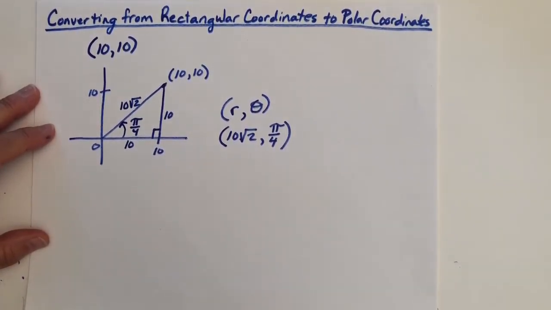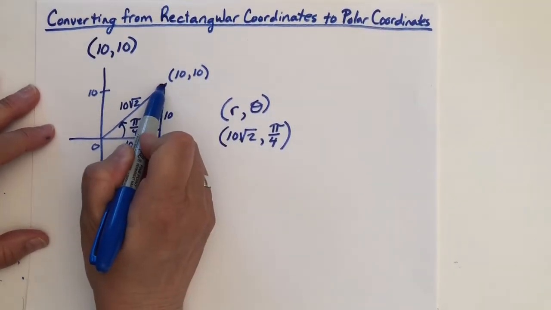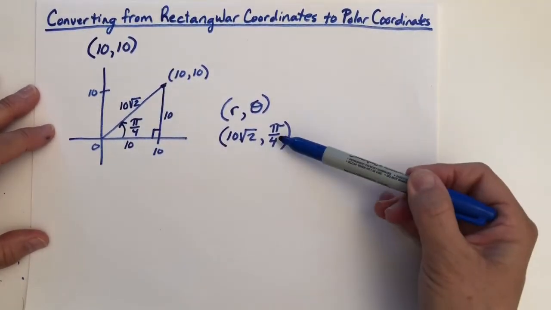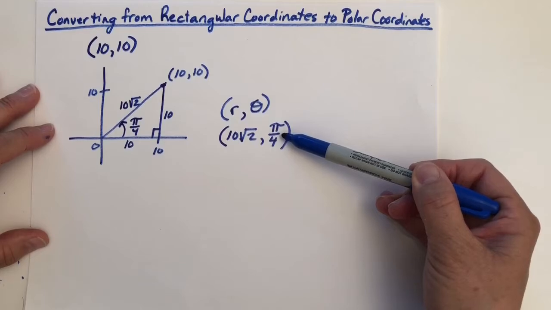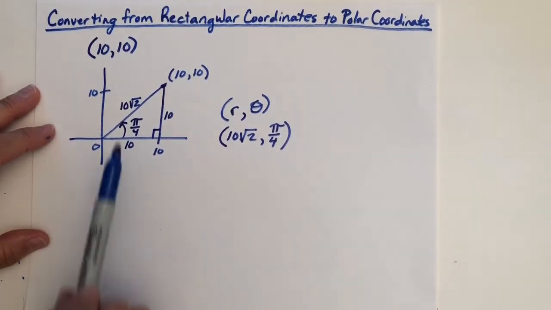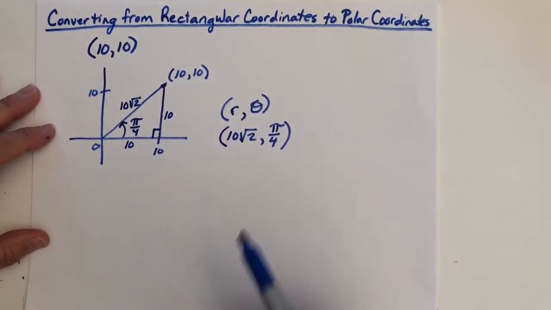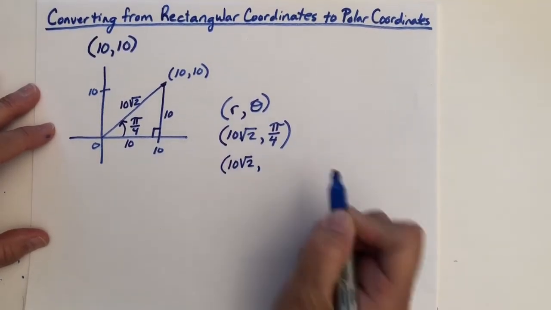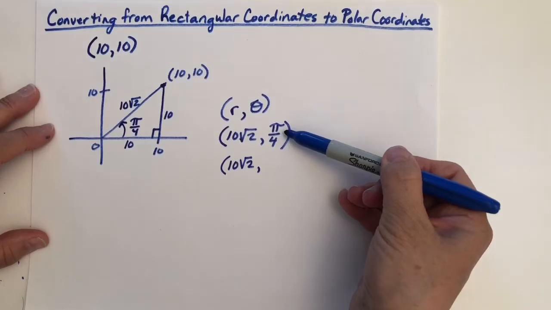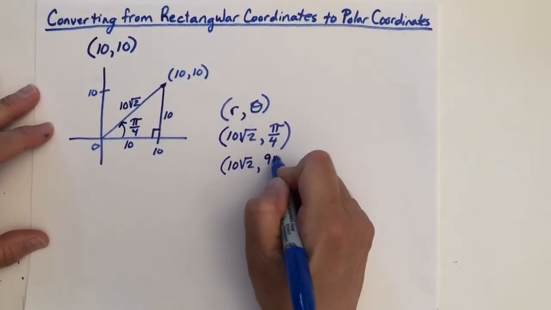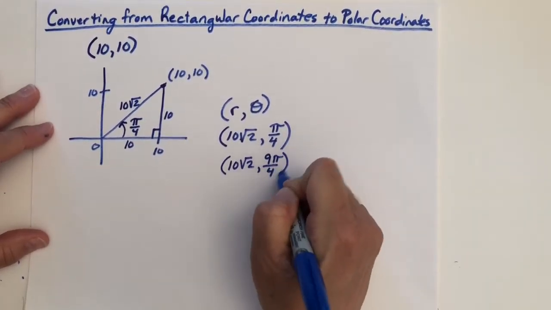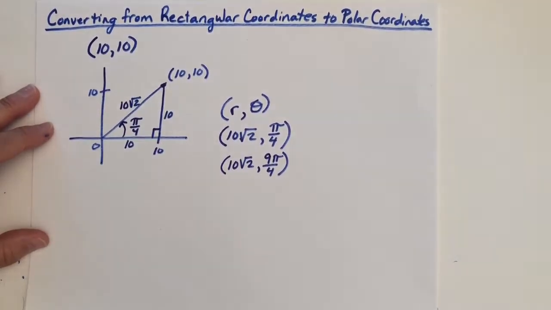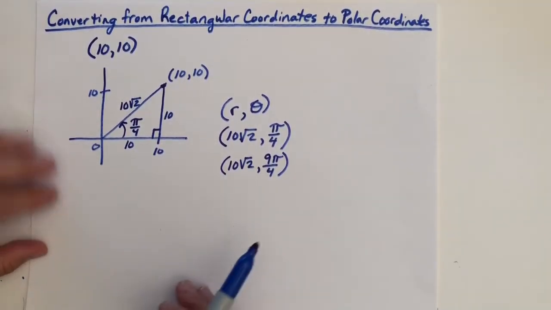But if I needed to represent this point in other ways, I could simply add multiples of 2 pi to this angle right here, and I would have alternate representations. For example, I could write it as (10 square root of 2, 9 pi over 4), when you add 2 pi to that. So it's just an alternate way to represent that point. Let's do another one.